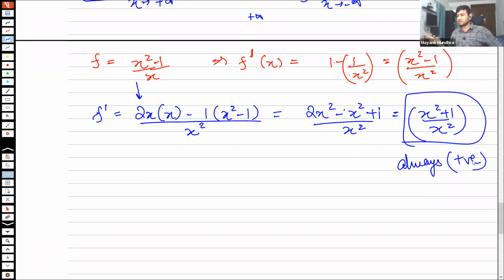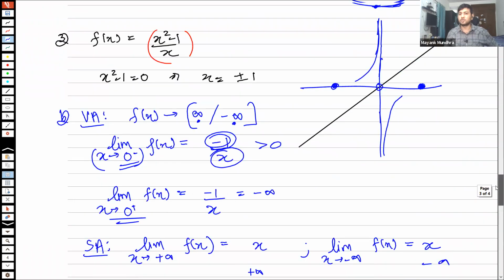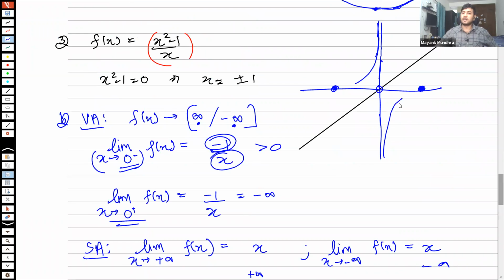It's always increasing. It keeps on increasing. It's going to reduce nowhere. So now the graph has only one option, right? To pass through these points, it will have to go like this because it has to be increasing. It cannot be like this, right?